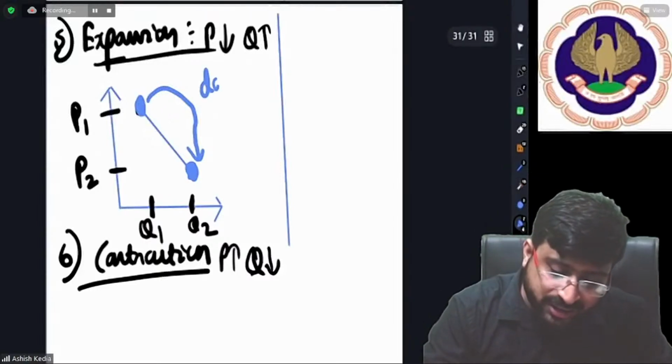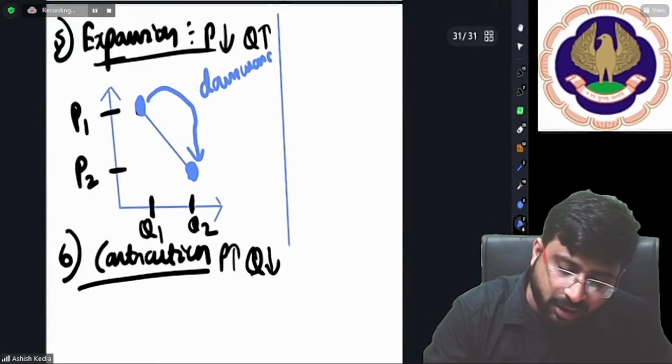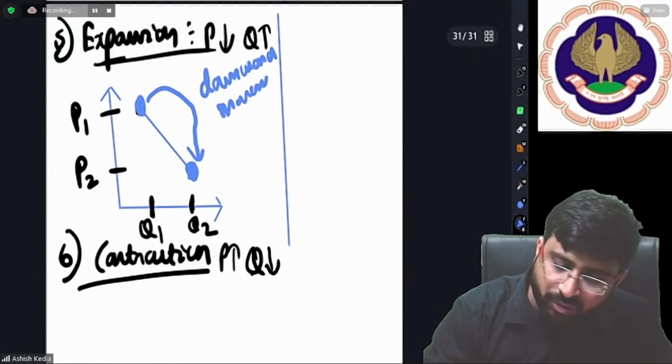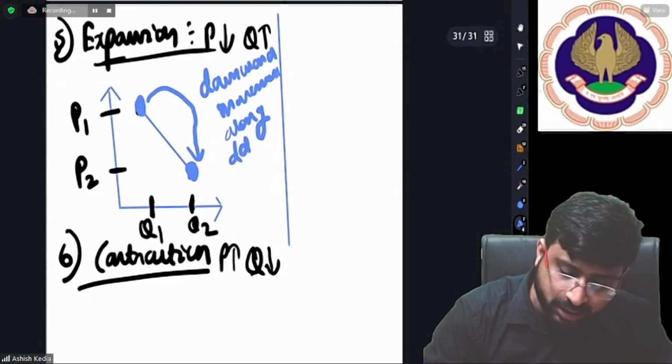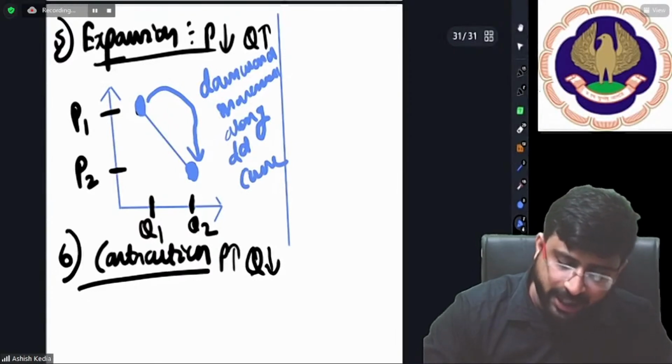Under expansion, there is downward movement along the demand curve. Mind you.